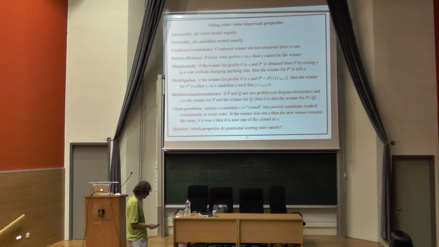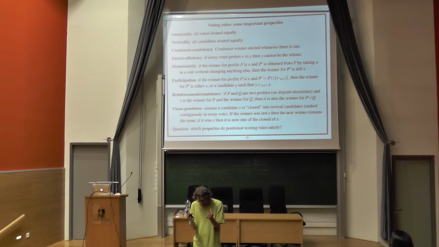Clone proofness is the property that if you take a candidate and clone it into two different candidates or more, all voters will rank these candidates contiguously.